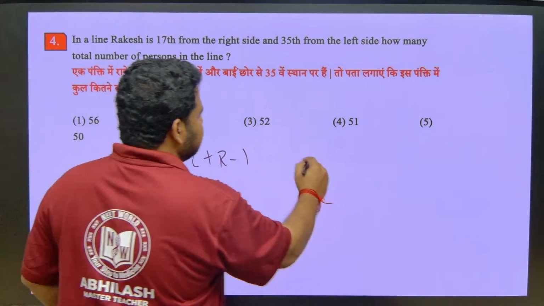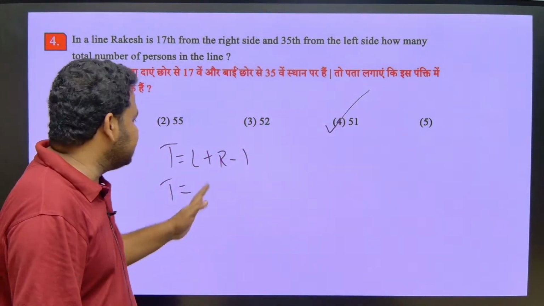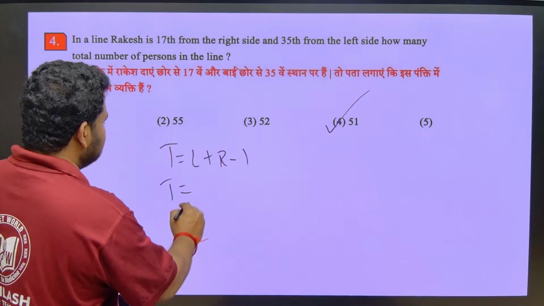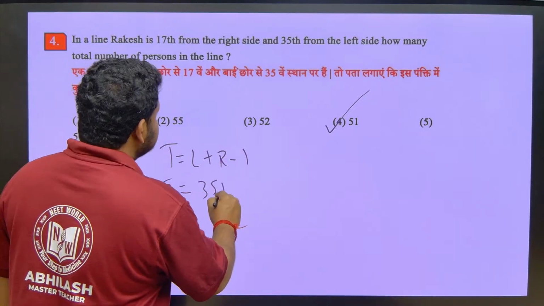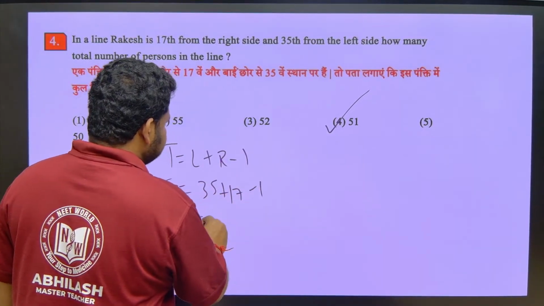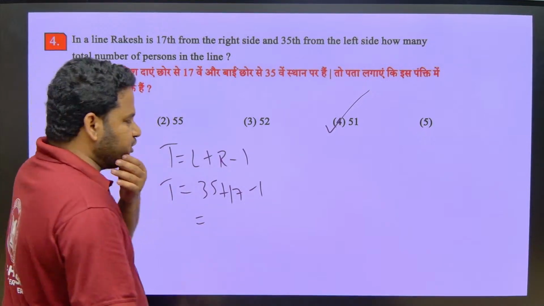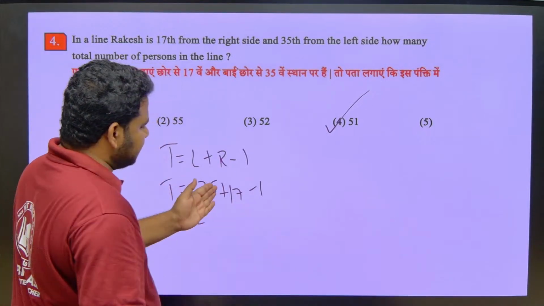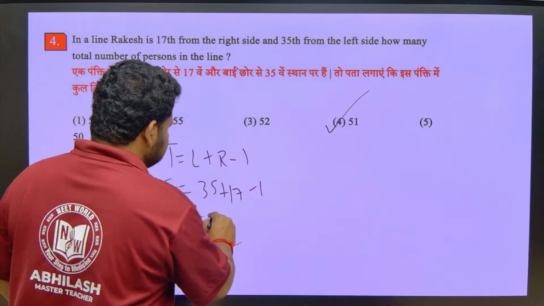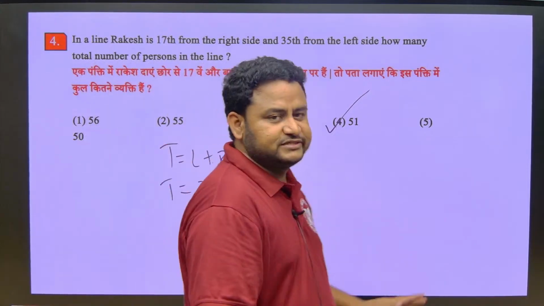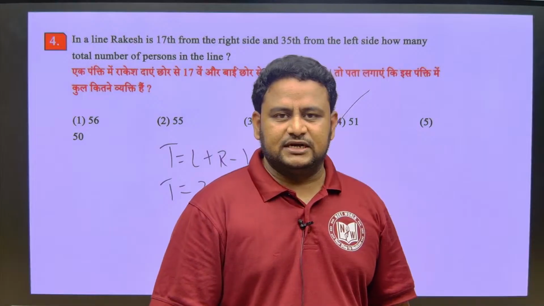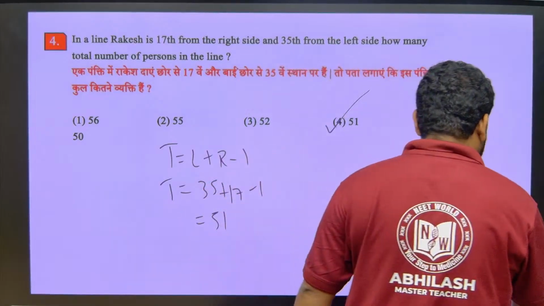So directly within 10 seconds I can answer this, but I am writing the steps for you to understand. So total is equal to 35 plus 17 minus 1. 35 plus 17 is 52. 52 minus 1 is 51. The answer is option 4, that is having 51.